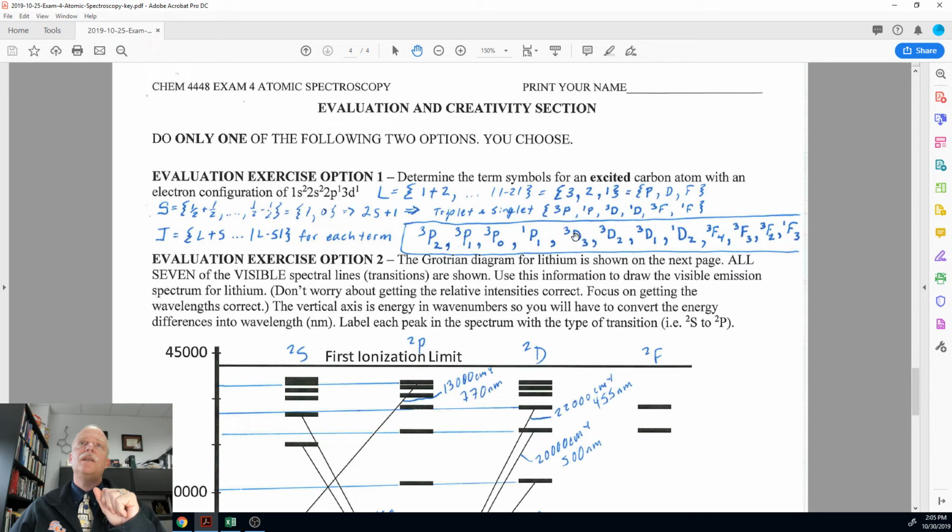Then working through these, again, D is 2, and so 2 plus 1 down to 2 minus 1. So 2 plus 1 is 3, 2 minus 1 is 1, and so they go 3, 2, 1. And then for the F value, L is equal to 3. It could be plus 1, because S is 1, or it could be minus 1. So the F value plus 1 is going to be 4, 3, and L minus 1 is 2. So you have the triplet F4, triplet F3, triplet F2. So those are all of your terms for this excited carbon atom with an electron in the p orbital and an electron in the d orbital.